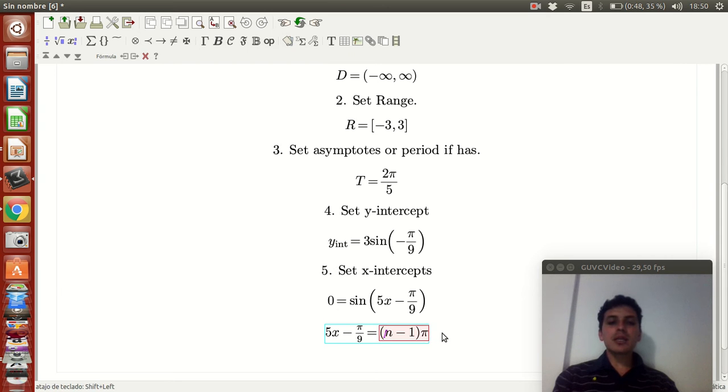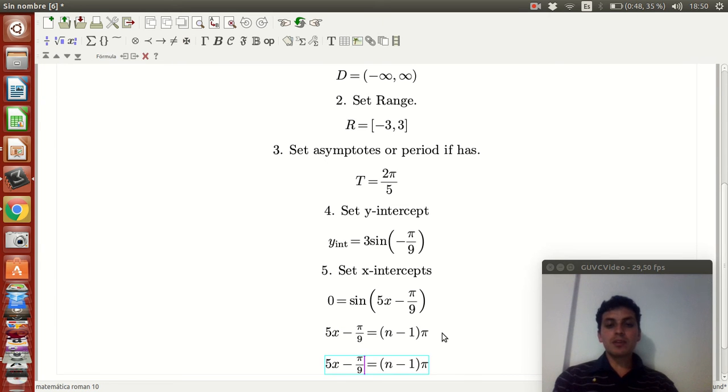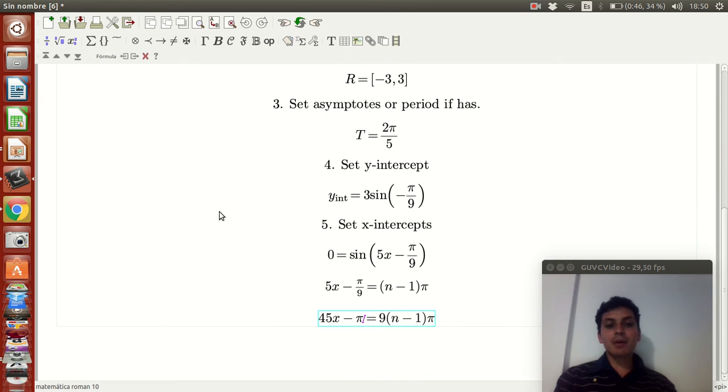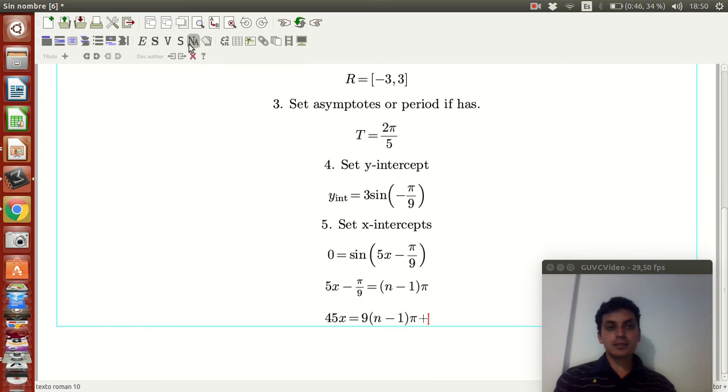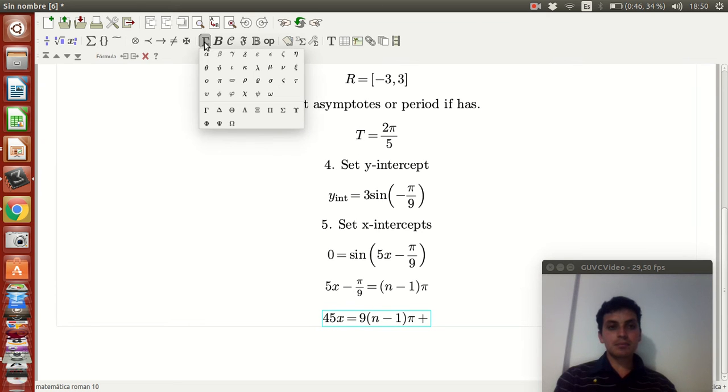Some students have real problems solving this type of equation because of the fraction. So just get rid of the fraction and that's okay. Let's multiply everything by 9. Times 9, 45x. Pi/9 times 9 is pi. And here we just have to multiply by 9. Okay, now we're going to add pi, plus pi, plus pi.